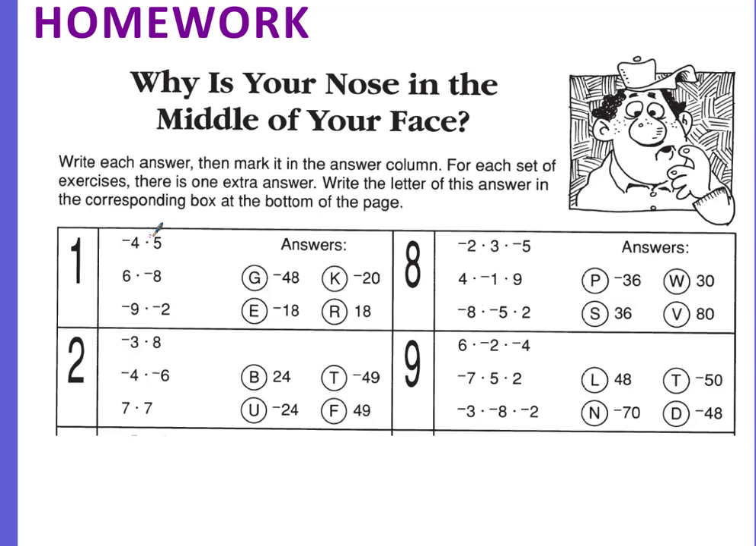Okay, a negative 4 times a positive 5 is going to be a negative 20. A positive 6 times a negative 8. We have a positive times a negative. The signs are different. Your answer is going to be negative. So it would be negative 48. Here we have a negative times a negative. They're both negative, so your answer is going to be 18.